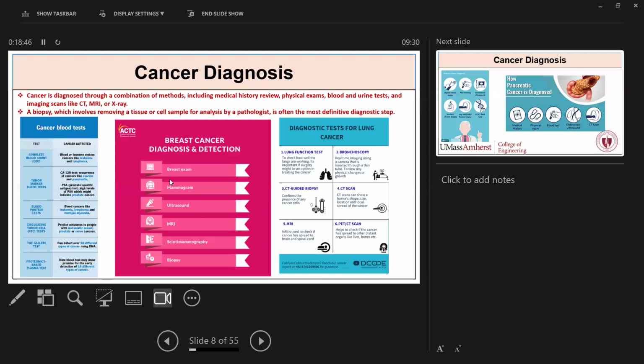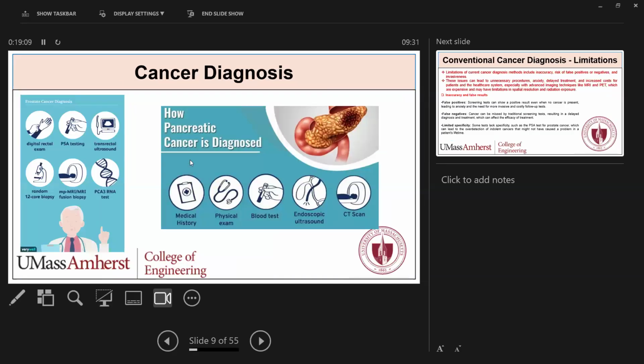And say for example, breast cancer: first they do breast exam, mammogram, ultrasound, MRI, CT mammography, biopsy. And for lung cancer, lung function test, bronchoscopy, CT-guided biopsy, CT scan, MRI, PET. Yes, pancreatic cancer is diagnosed with medical history, physical exam, blood test, endoscopy, and CT scan. Similarly, different cancers can be diagnosed in different ways or with a combination of conventional methods, right?